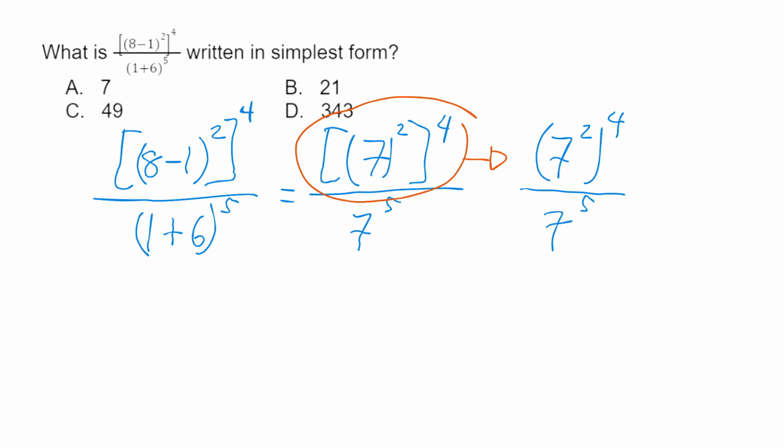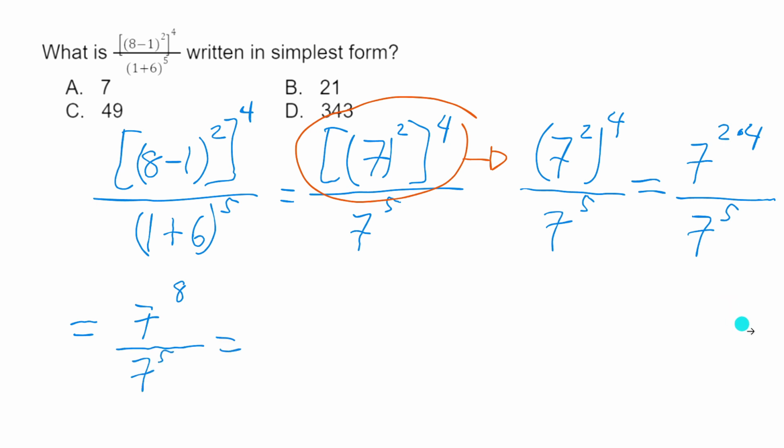Now, in the numerator, we can apply our what? Power of a power rule. It will become now 7 raised to 2 times 4. Right? We multiply the exponents there. And then we have 7 raised to 5. So, continuing our solution, 2 times 4 is what? 8. So we have now 7 raised to 8 over 7 raised to 5.